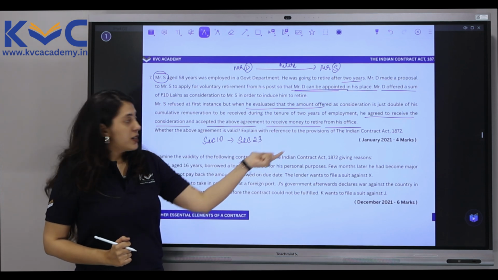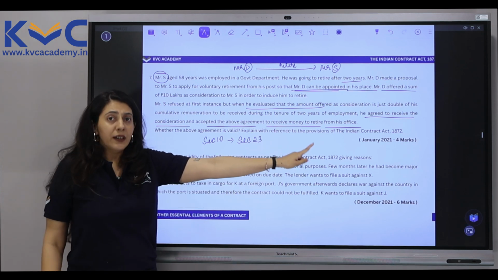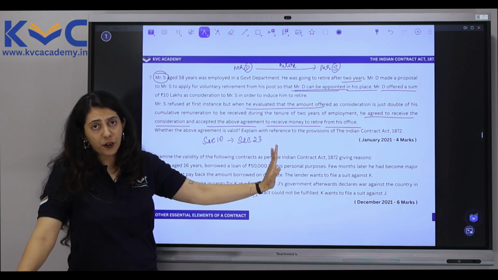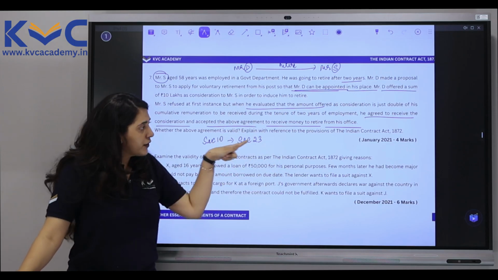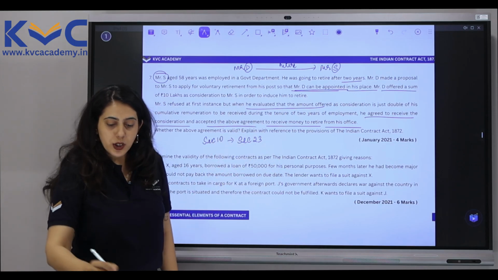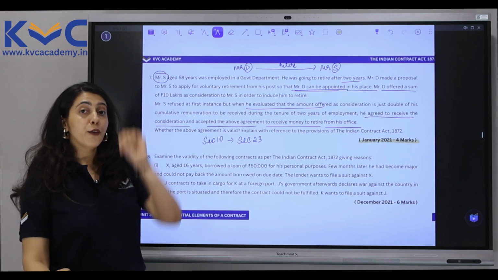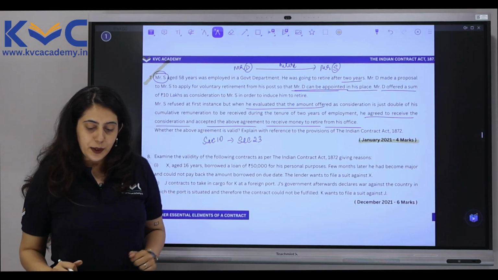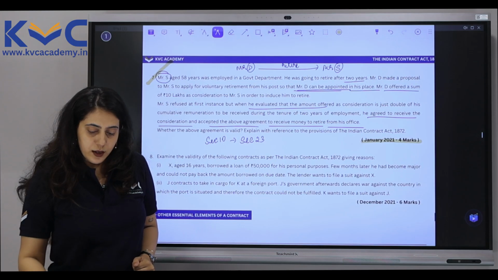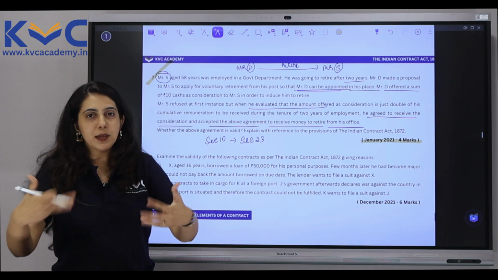We will start with section 10, section 23. Write the provision relating to trafficking of public offices, then give the facts of the case, and then your conclusion. This question was from January 2021 for 4 marks. Simple question. Simple, I know. It will become simple if you practice more.